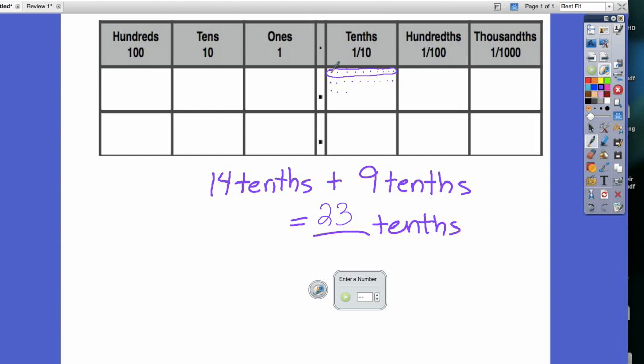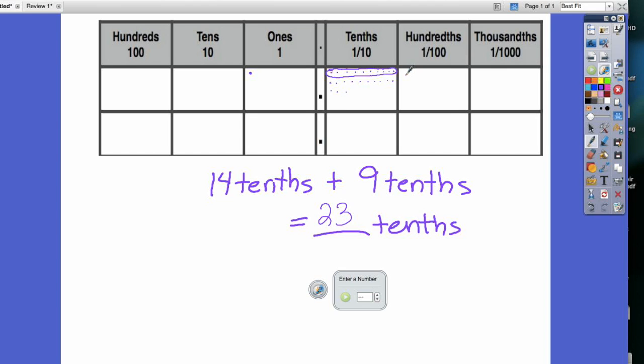Well, if I have 10, are they going to get bigger or smaller? Bigger. So if I have too many in this column, where do they go? They go to the ones. So I have 10 here. That means I end up, how many circles do I have so far? 1. So instead of having 10 dots in the tenths place, I'm going to just do 1.